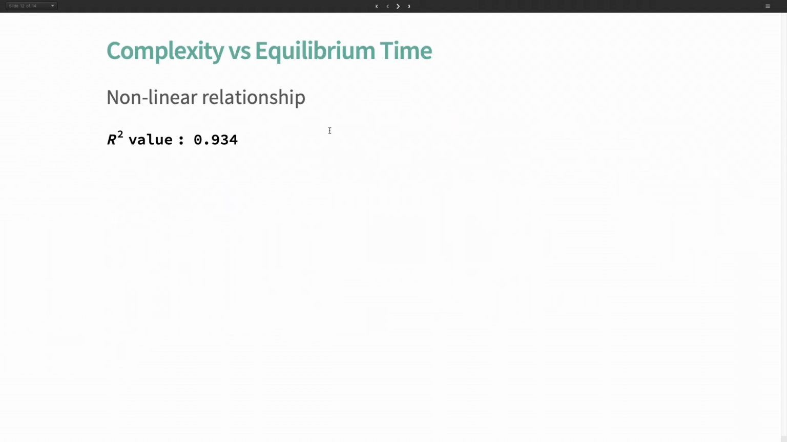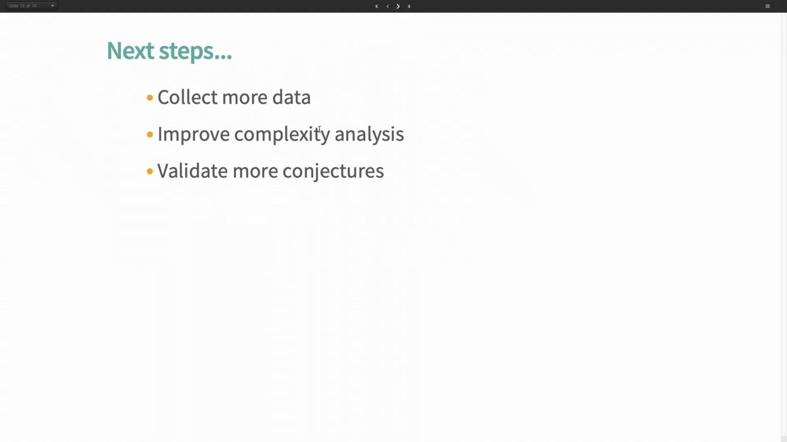And now came the time to relate the two, and we got a nonlinear relationship with an R-squared value of 0.934, which was pretty good. But again, this can also be greatly improved by maybe imposing that R is unitary, finding different ways to calculate complexity and so on. So those are also the next steps. So maybe collect more data to improve that R-squared value, improve the complexity analysis. We can also validate more conjectures. All of this is also written at the end of our paper, if you are interested.